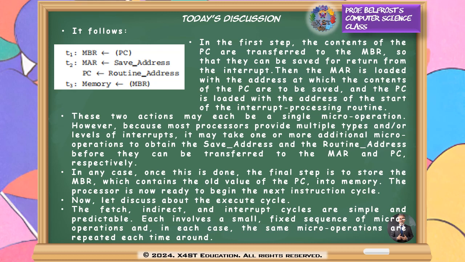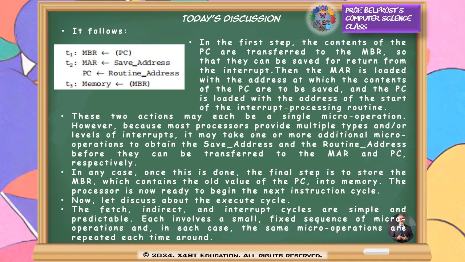However, because most processors provide multiple types and/or levels of interrupts, it may take one or more additional micro-operations to obtain the save address and the return address before they can be transferred to the MAR and PC respectively. In any case, once this is done, the final step is to store the MBR, which contains the old value of the PC, into memory, and the process is now ready to begin the next instruction cycle. Now we are done with the third one and move to the fourth, which is the execute cycle.